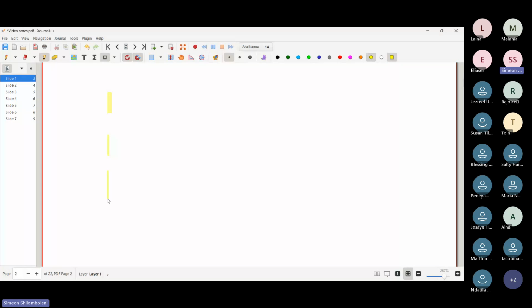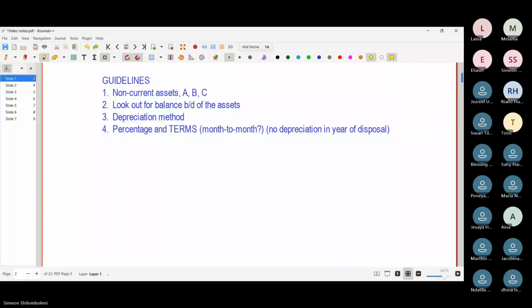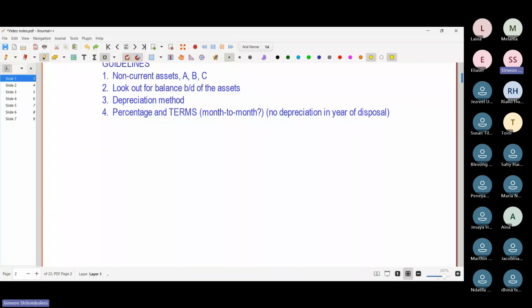Every year, you must calculate depreciation. The only time you don't calculate depreciation for a specific vehicle is if we didn't buy it by then, or we already sold it, then we are not going to calculate. But when we get to the calculation, you will get what I'm trying to say. Now, what else are we supposed to look out for here? The balance brought down, we already checked it.